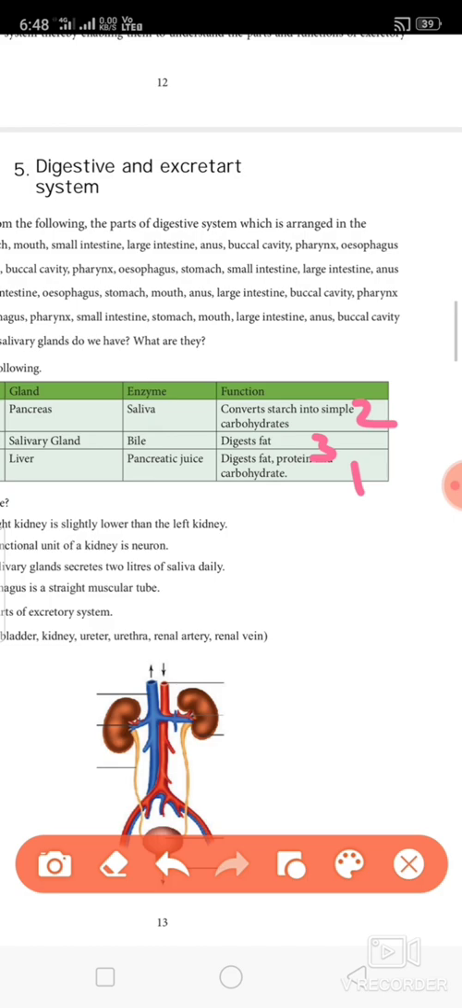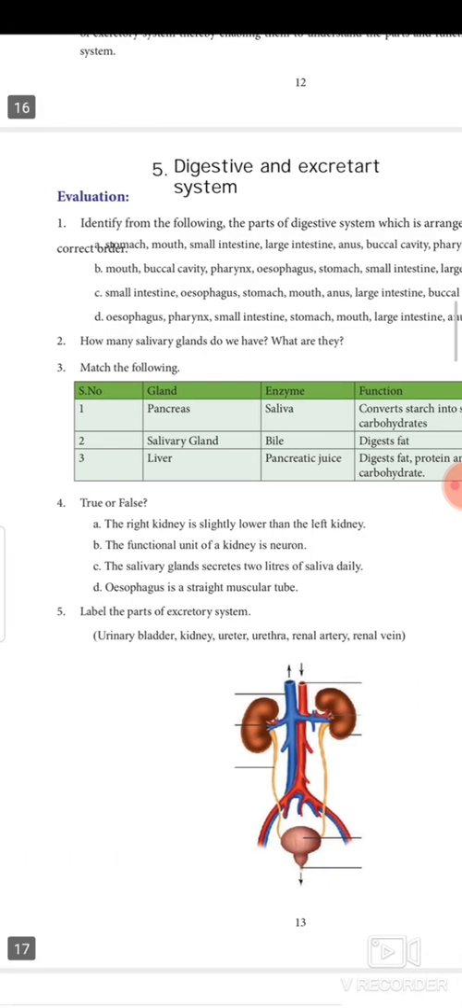Okay. Pancreas, its function is digest fat, protein and carbohydrate. Salivary gland, it converts starch into simple carbohydrates. Liver digests fat. Next we need to see the answers for true or false.